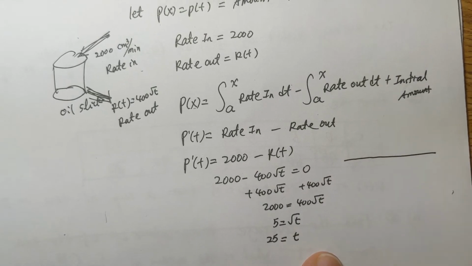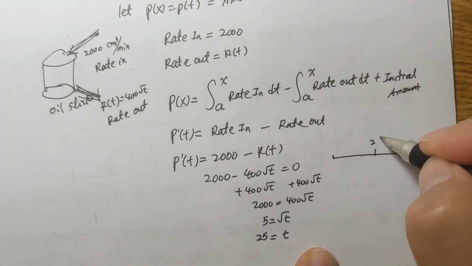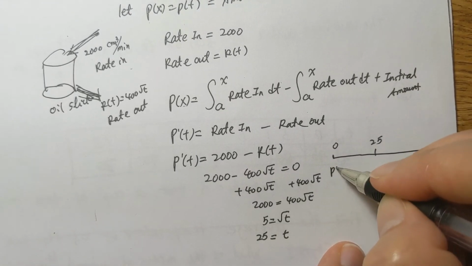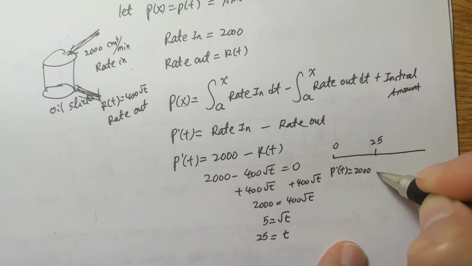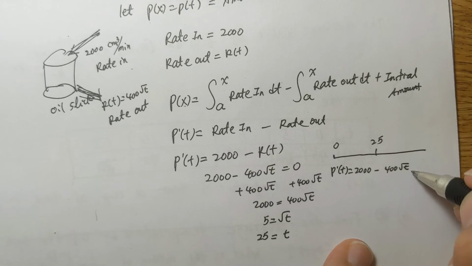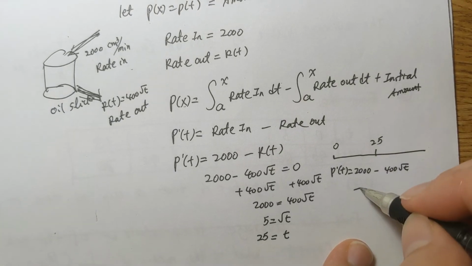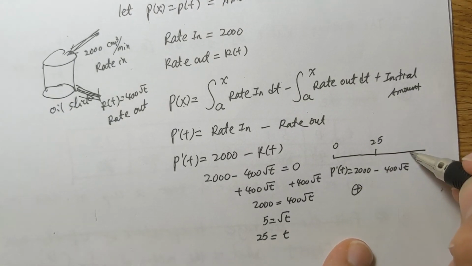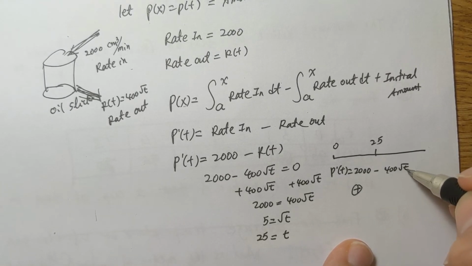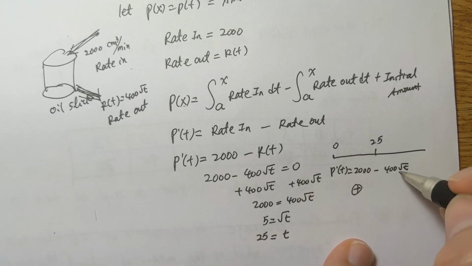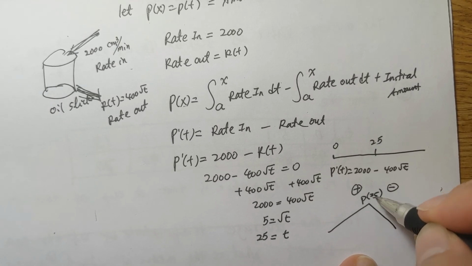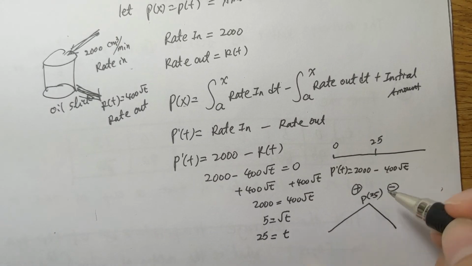So now we have to check whether t equals 25 is really going to be the absolute max. We have P prime t equal to 2000 minus 400 square root t. You can use t equal to 1 and substitute 1 over here: 2000 minus 400 is positive. You can use 100: 400 times square root of 100 becomes 400 times 10, so 4,000. 2,000 minus 4,000 is negative. So P of 25 is the only local max.